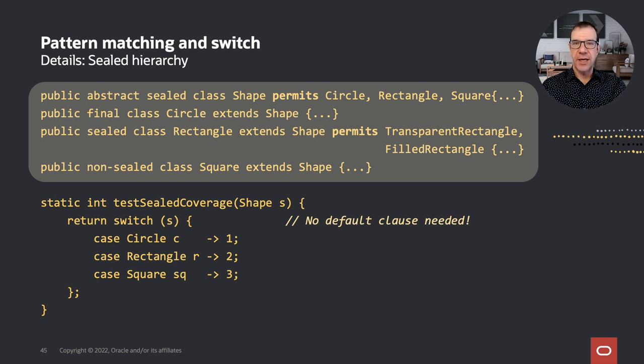Remember those sealed classes from earlier? Turns out that they come together with pattern switches in a really nice way. We recall here the sealed hierarchy of shapes from earlier. And in our method, we are switching over a value of type Shape. Now, according to the declaration of Shape, there are only three permitted subclasses of class Shape, that's Circle, Rectangle, and Square. So the compiler can infer that no default clause is needed in this switch expression because all the subtypes are covered by the switch block.